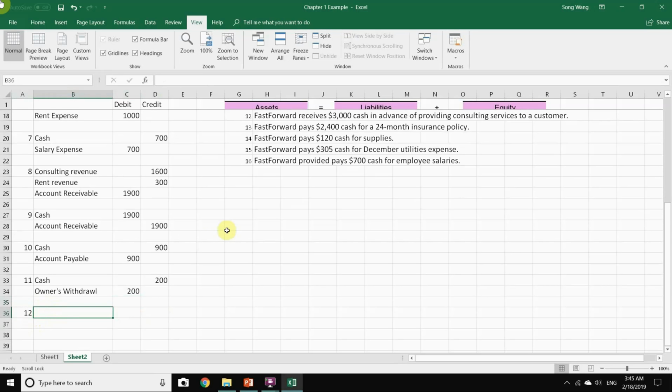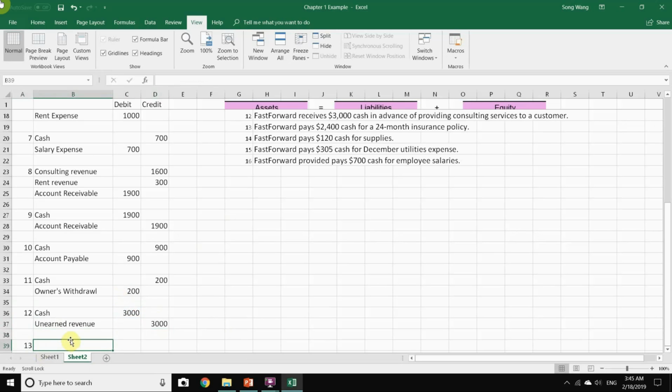Number 12, the company receives $3,000 cash in advance. So that's basically cash being received. That's a debit, 3,000, and that also becomes your liabilities for unearned revenue. You just didn't earn that yet, so that's your liability. You have to do your diligence to fulfill that in the future.